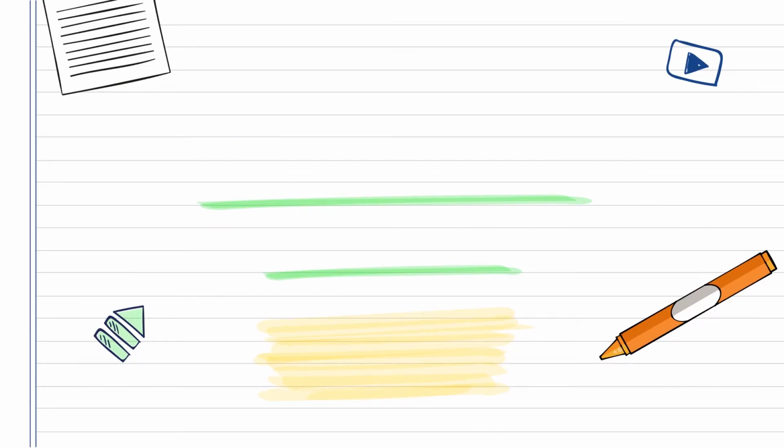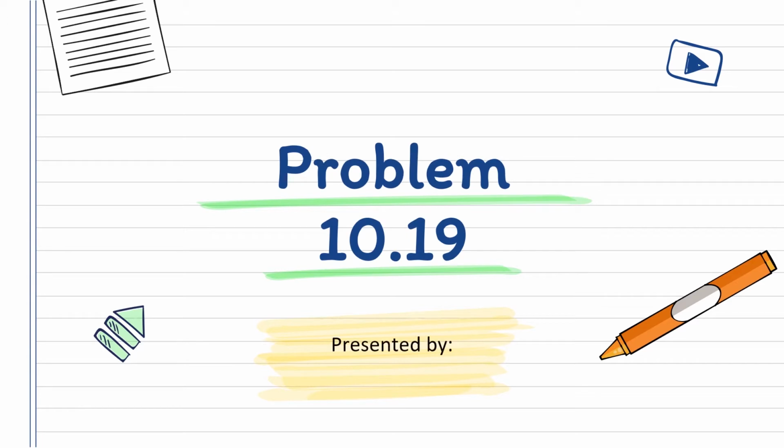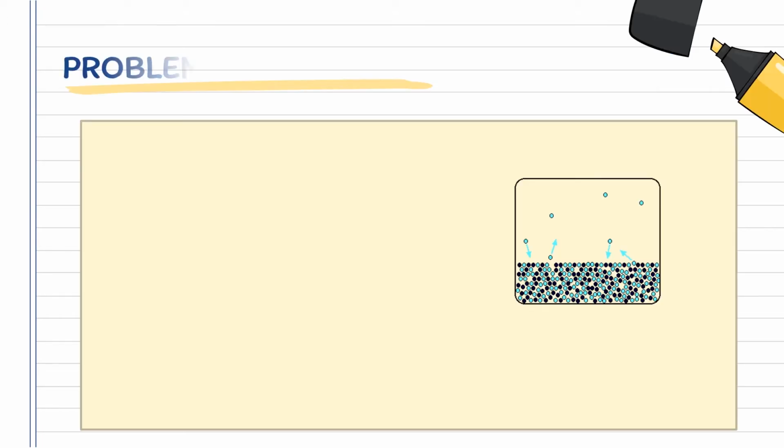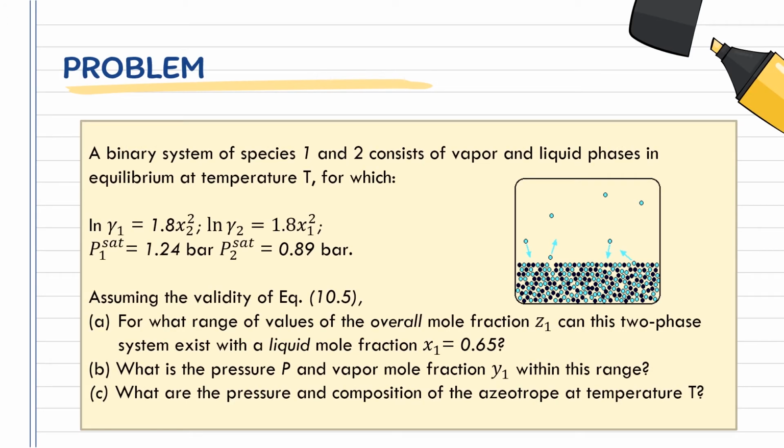Hi, I'm Harvey J. Tiang and I would present problem 10.19. For our problem, we are given a binary system of species 1 and 2 consisting of a vapor and liquid phase in equilibrium at temperature T, for which ln gamma 1 is equal to 1.8 x sub 2 squared and ln gamma 2 is equal to 1.8 x sub 1 squared, in which x stands for the mole fraction in the liquid phase and gamma stands for the activity coefficient.